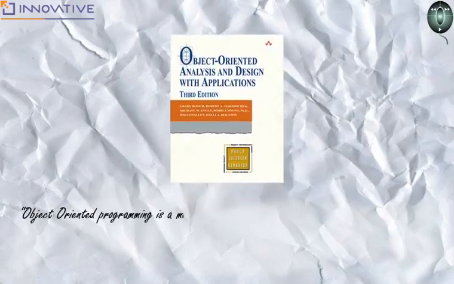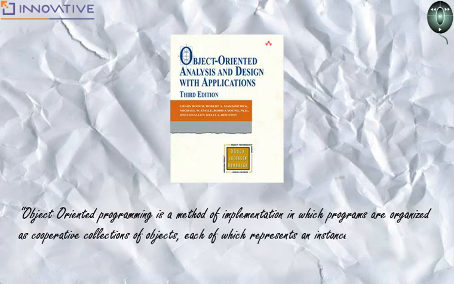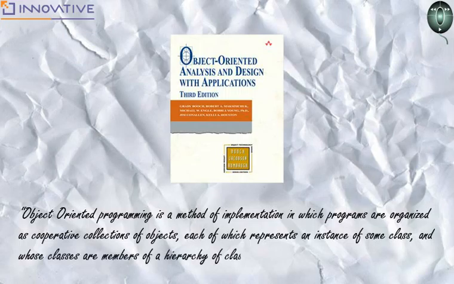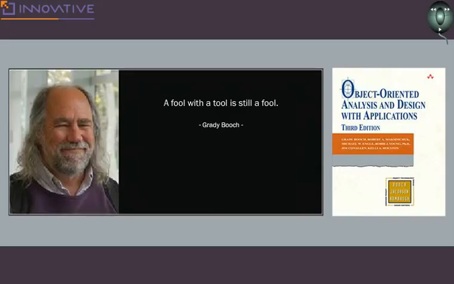Object-oriented programming is a method of implementation in which programs are organized as cooperative collections of objects, each of which represents an instance of some class, and whose classes are members of a hierarchy of classes united via inheritance relationship. How much would you understand this definition? Although this is one of the best definitions I have ever seen. The credit for such a wonderful definition goes to Grady Booch in his book on object-oriented programming.